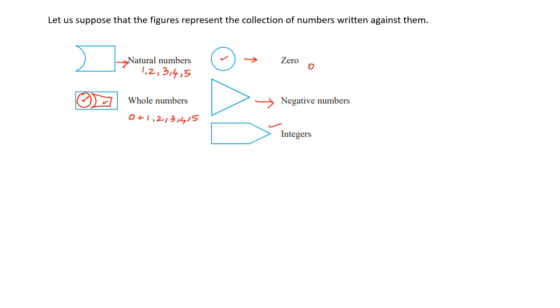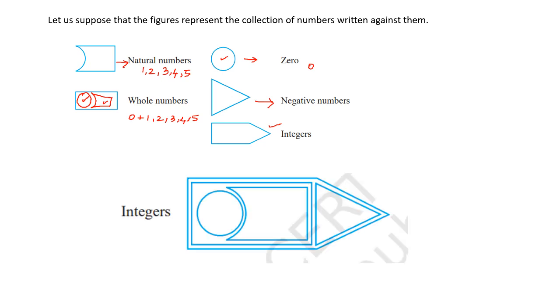Now in integers, what all things should come? 0 should come, natural numbers should come, then negative numbers should come, whole numbers should come. How are we going to put all these things, children? Yes, this is the way we put the whole number system. Here you can see this is a 0. This is natural numbers. You can see all the shapes coming there. These are the natural numbers.